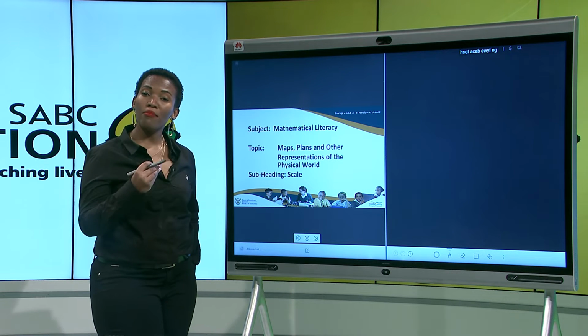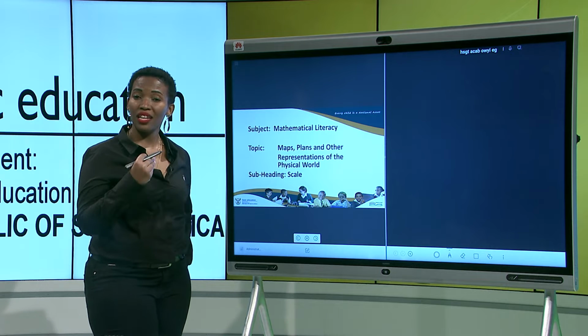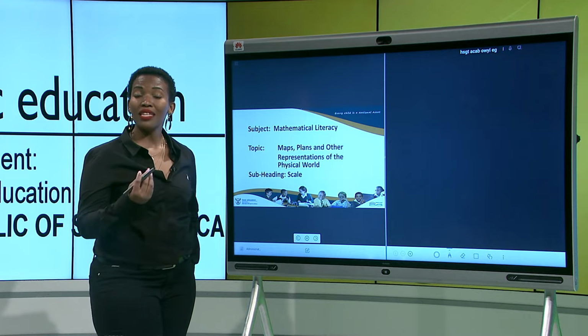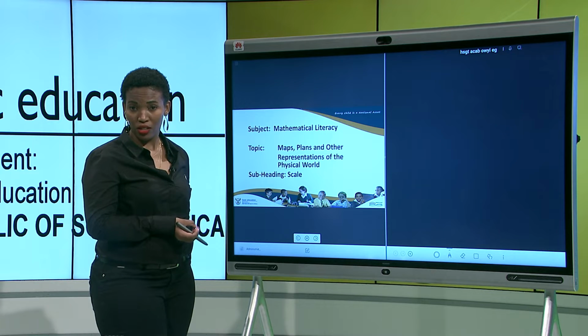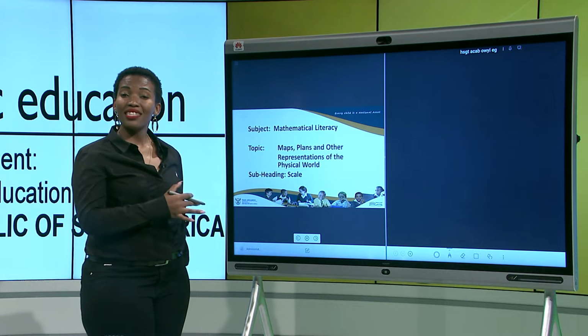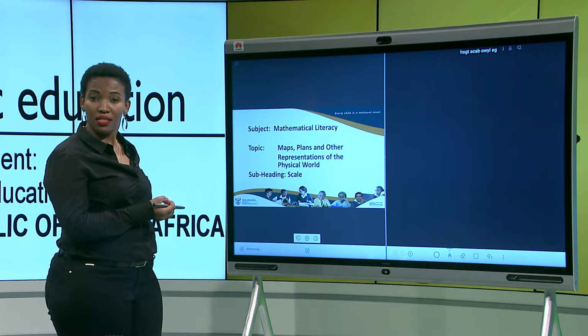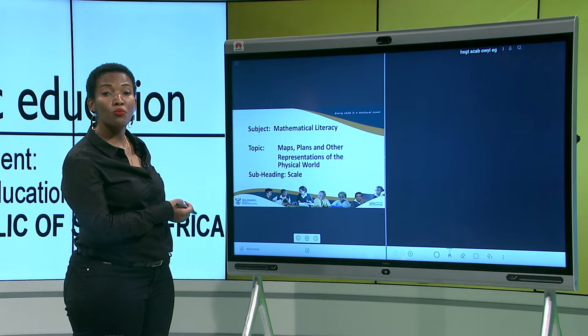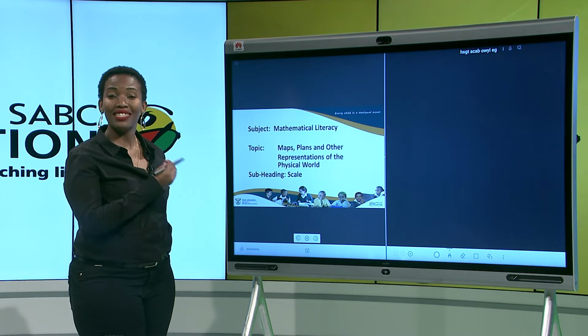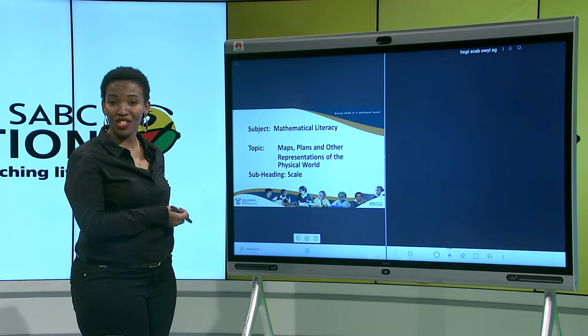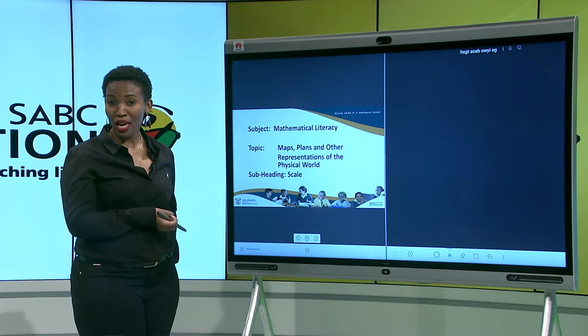And then also in paper 2, which is also out of 150, plus or minus 23 marks falls under the section of maps, plans, and other representations. As this is a very large section, for today's lesson, our main focus is going to be on scale. I'm very excited to be doing this topic. It is a very exciting and easy section, and I hope all of you are going to enjoy it.